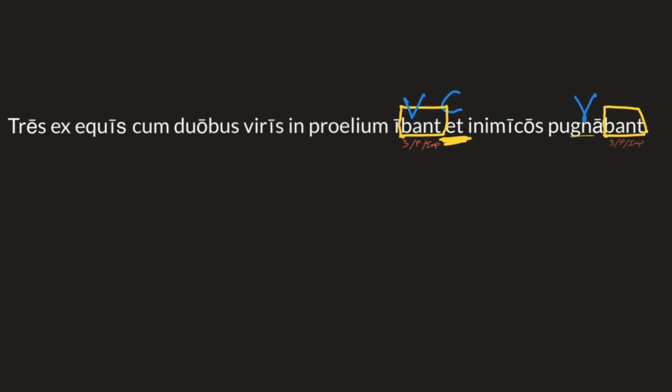I prefer to parse the nouns first. Find those, parse those. So let's do that. We have a few nouns in this sentence. In the first half of the sentence, we have the noun equis, from equus, equi, for horse. And then we have the noun viris, from vir, viri, man. And then we have the noun proilium, which means battle, from proilium, proilii. Again, we're going to have to zoom in on these in order to fit our parsings in.